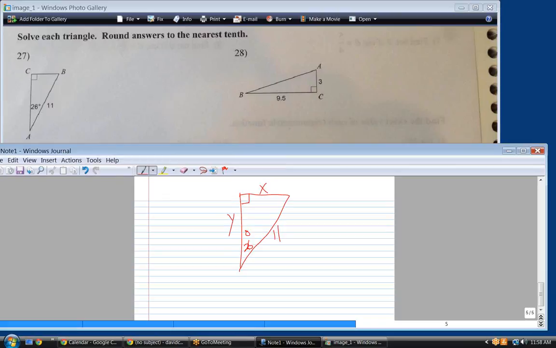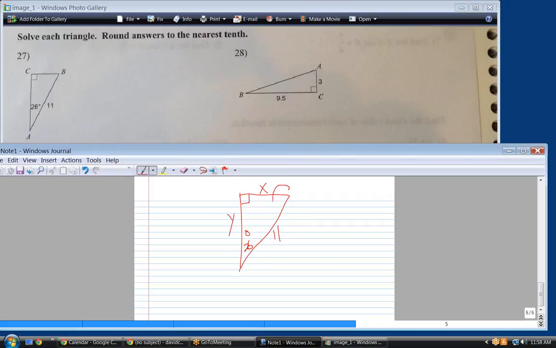Because we only have one side. The equations I was giving you for the Pythagorean theorem were for when you have two sides, you could always use the third side to solve it. But when they say solve a triangle, they mean they want to know all three angles and all three sides.